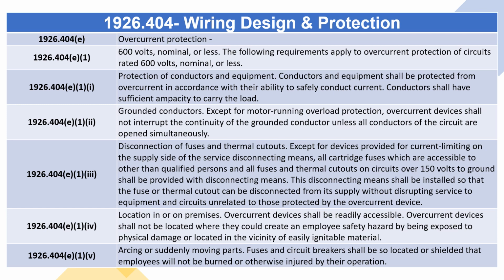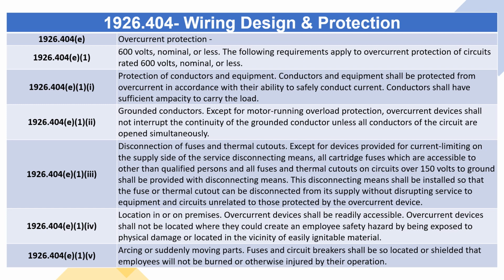1926.404(e)(1)(iii) Disconnection of fuses and thermal cutouts. Except for devices provided for current limiting on the supply side of the service disconnecting means, all cartridge fuses which are accessible to other than qualified persons and all fuses and thermal cutouts on circuits over 150 volts to ground shall be provided with disconnecting means. This disconnecting means shall be installed so that the fuse or thermal cutout can be disconnected from its supply without disrupting service to equipment and circuits unrelated to those protected by the overcurrent device.